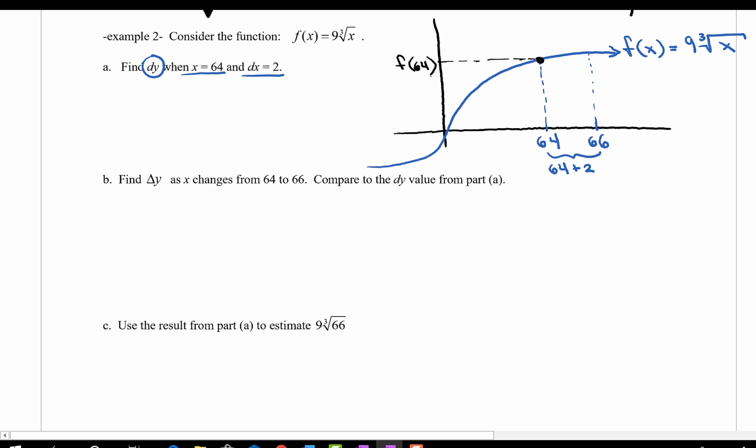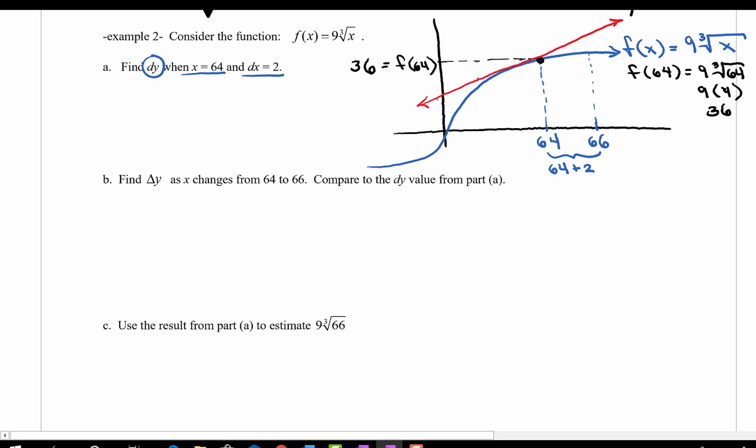So this is what this is used for. Differentials oftentimes are used to help us approximate values. If I were to draw this tangent line here, tangent at x equal to 64, I could use that tangent line to get that dy value, to get a pretty close approximation of what the value would be when x is equal to 66.